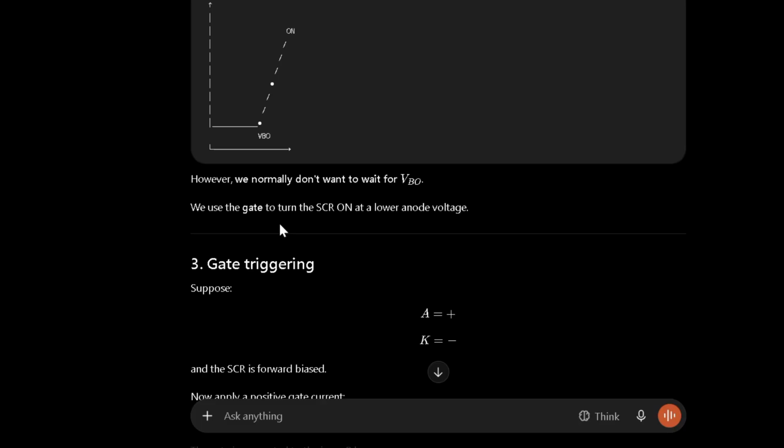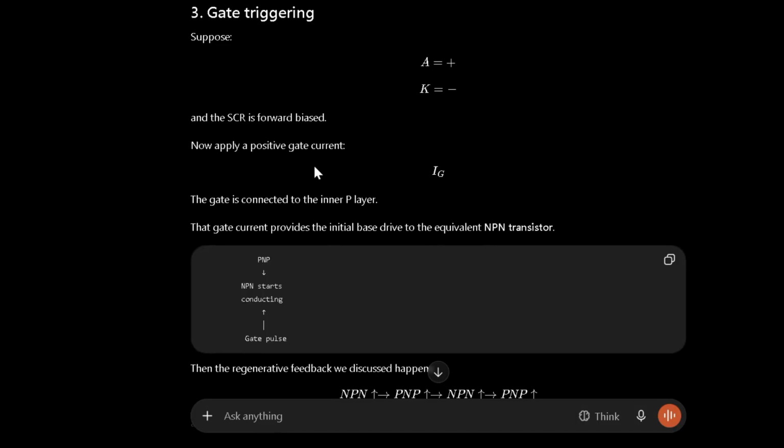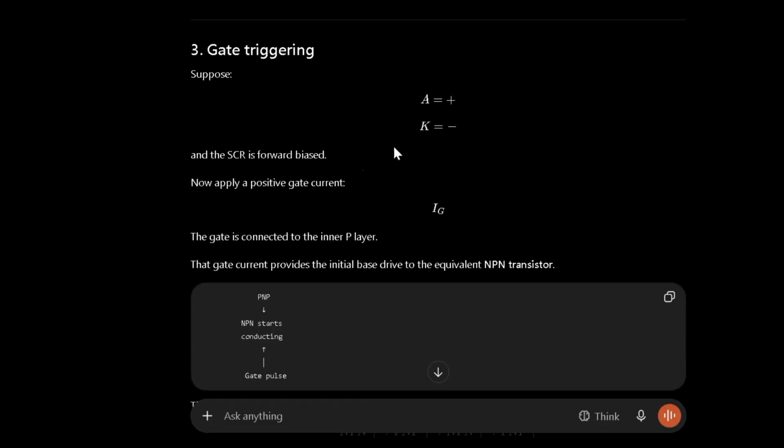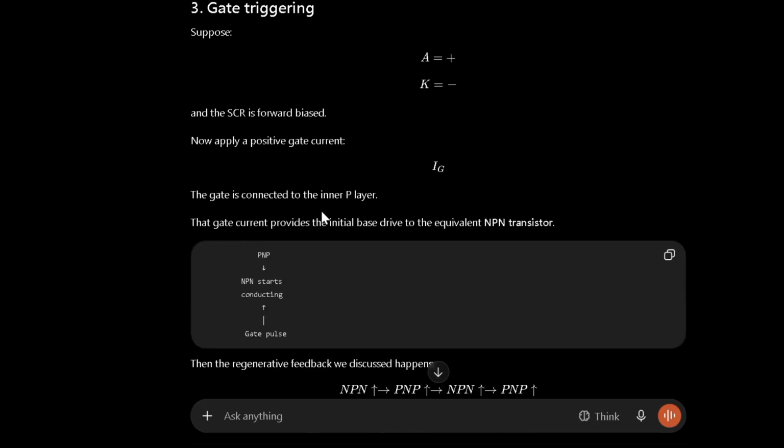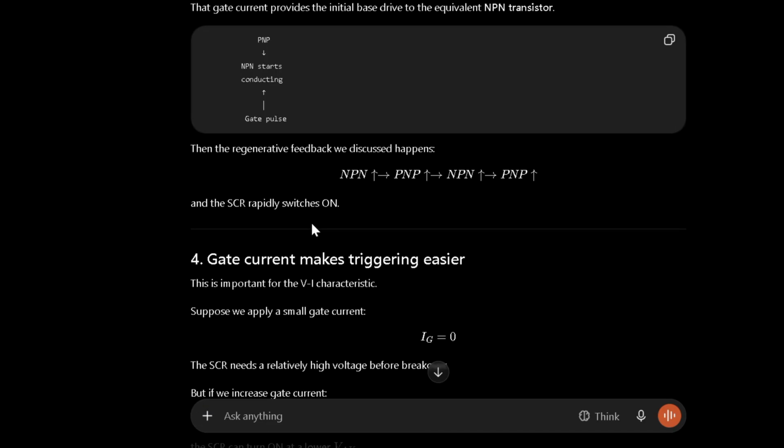Gate triggering. Here, suppose A is positive and K is negative. The SCR is forward biased. We apply a positive gate current IG. The gate is connected to the inner P layer. The PNP and NPN transistors start conducting. Then the regenerative feedback we discussed happens: NPN increases, PNP increases, and the SCR rapidly switches on. The gate current makes the triggering easier.